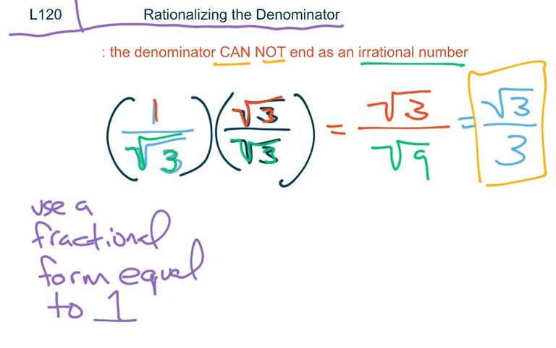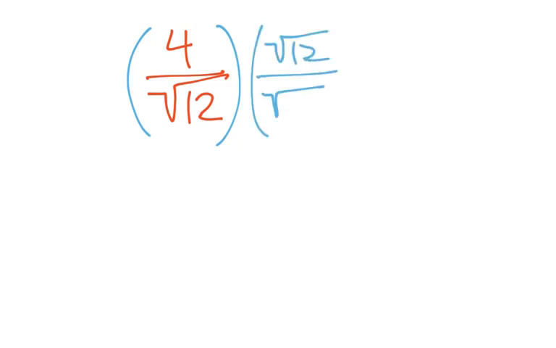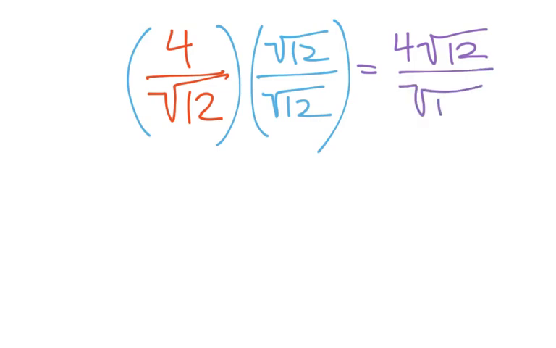Okay, let's look at another example. So I have 4 over rad 12, and there's actually a couple of things you could do, but if all we're focused on right now is rationalizing the denominator, one choice we could make, remembering that we must multiply this by a fractional form equal to 1, is to multiply it by rad 12 over rad 12. In that case, what I'd get on the top is 4 times rad 12. Remember that we can't make that anything different than it is. And then rad 12 times rad 12 is clearly rad 144.